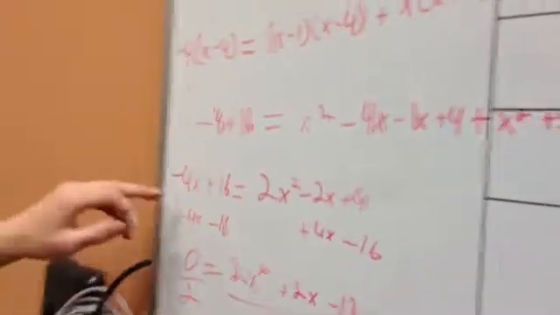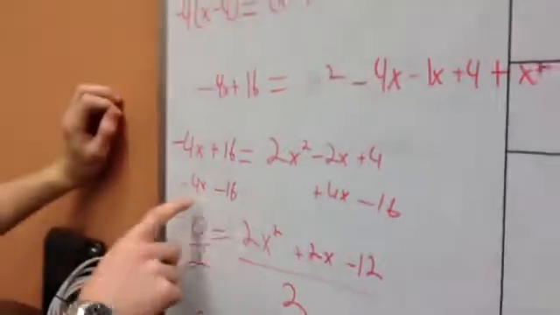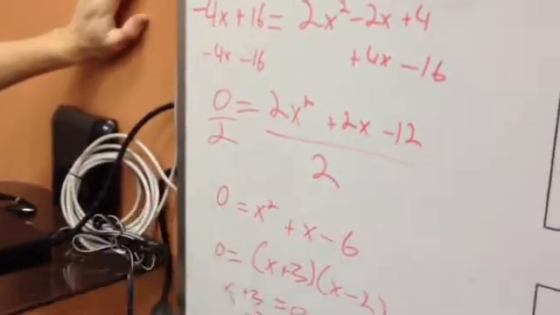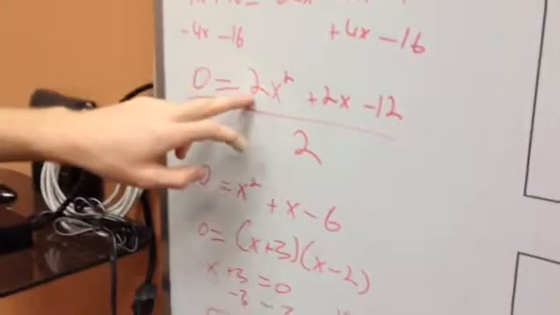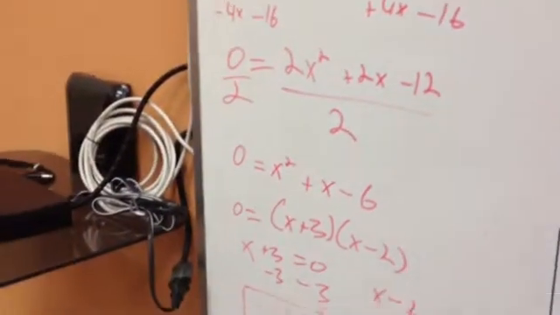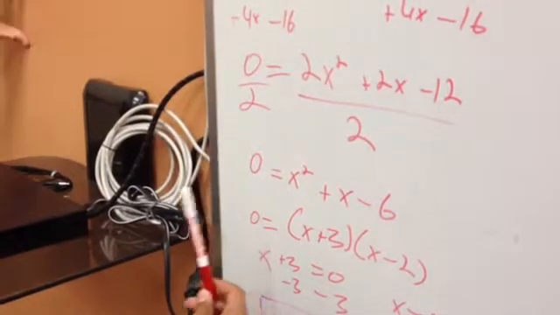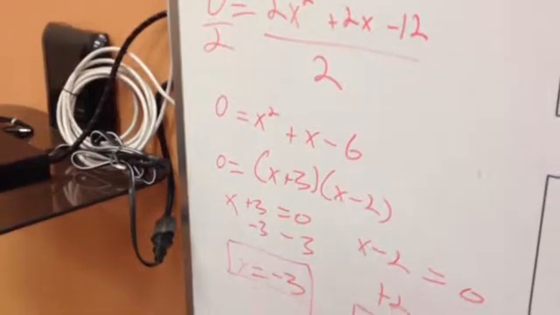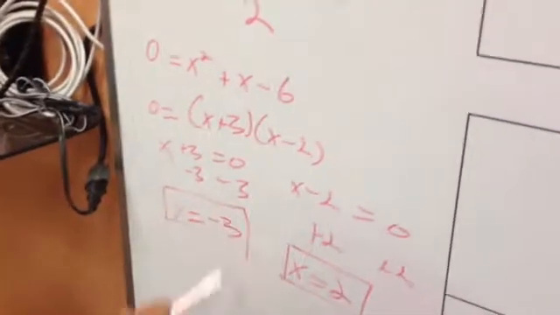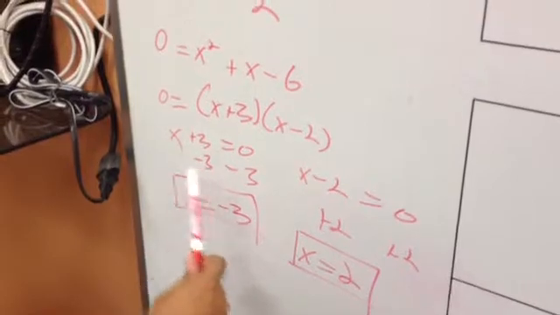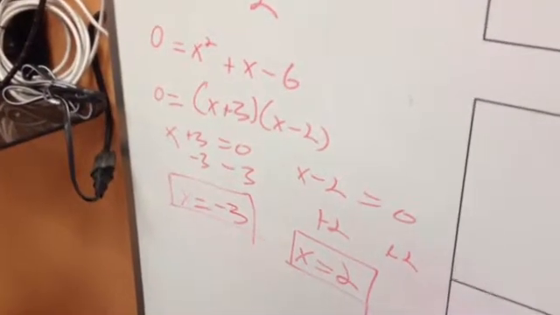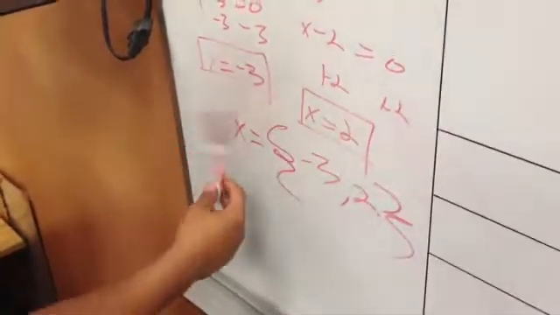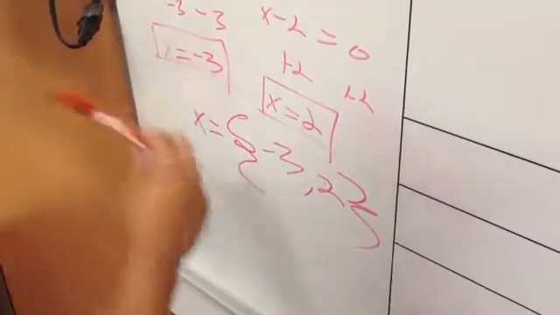And then right here, because you want to set it equal to 0, you subtract 4x and 16 from both sides, and then you need to divide it by 2, because you don't want the 2x there. And then after that, you should get this still equal to 0. You factor this, and then you do the zero product property, which you subtract 3 from both sides, and you get x equals negative 3. And you add 2 on both sides, which should be x equals 2. So the final answer is x is equal to negative 3, 2.